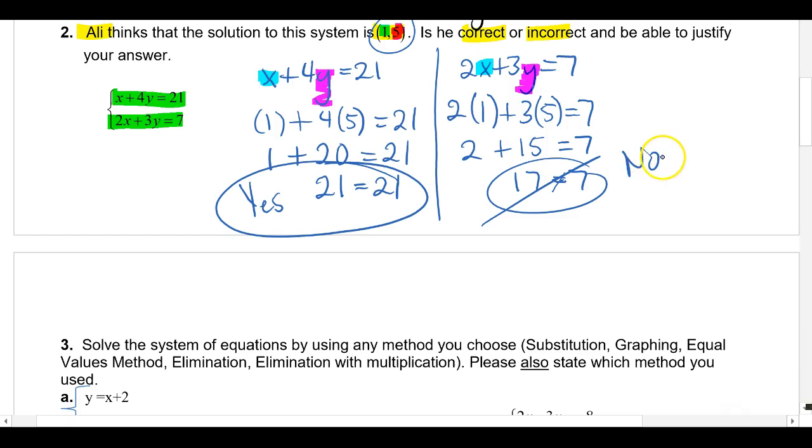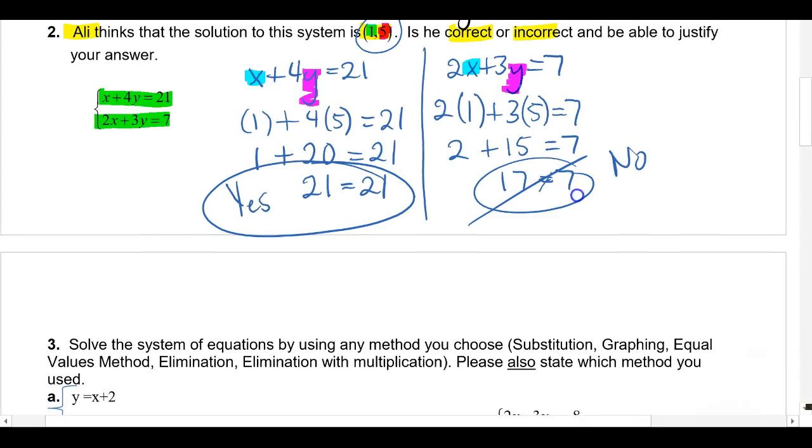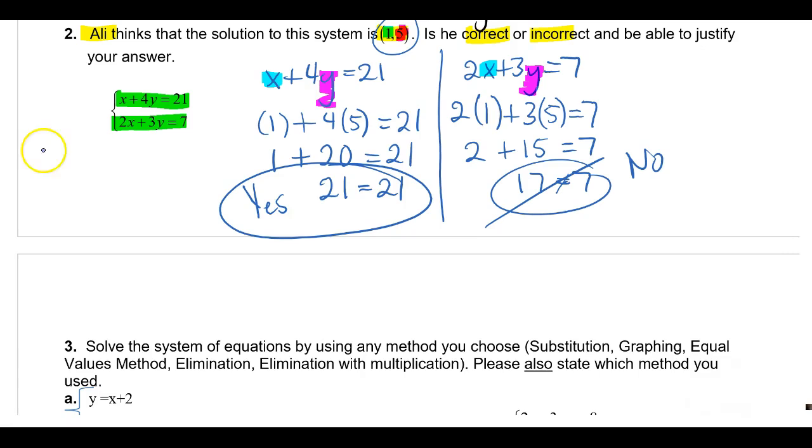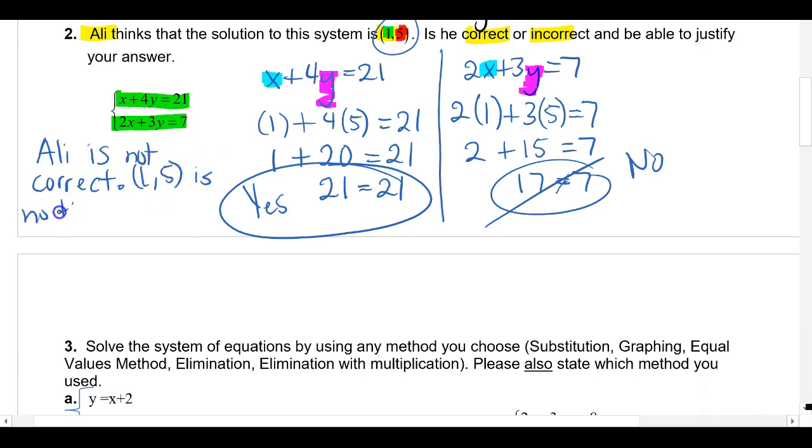So if it only works for one, or if it doesn't work for either one, then it's not a solution. So that means Ali is not correct. One and 5 is not the solution.